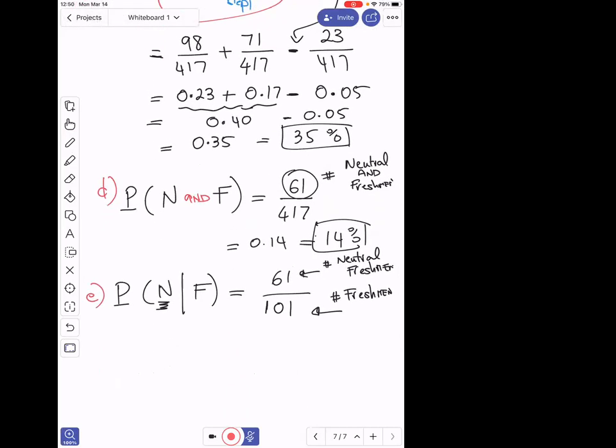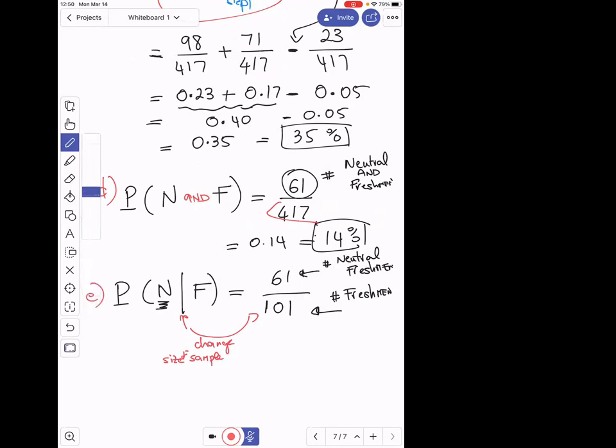So 61%? Anyways, just again, keep in mind, guys, this is given, then you need to think about the denominator. So you need to change the size of the sample. It's not 417. It's not all the students, right? In this case, it's just freshman students. So yes, as you said, that would be equal to 0.6. So that's 60%.